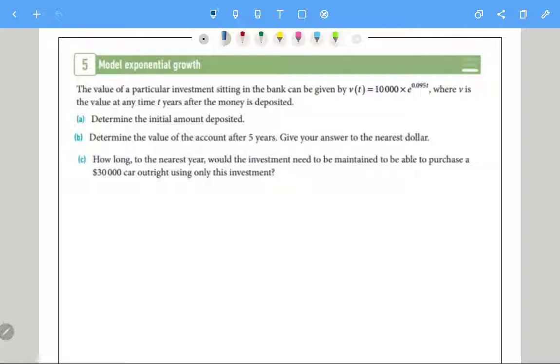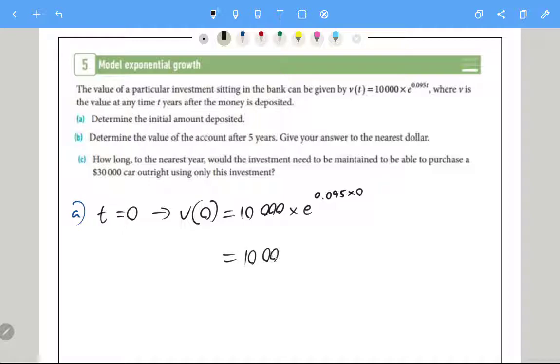A, determine the initial amount deposited. When does the initial thing happen? Initial things happen when time is equal to 0. So we're looking for V(0). V(0) would be equal to 10,000 times e to the 0.095 times 0. Now, this is really easy to work out. Why? Because this is just 10,000 times e to the 0, and e to the 0 is just 1, so it's just 10,000, because 10,000 times 1 is 10,000. Done. So the initial deposit would have been $10,000.